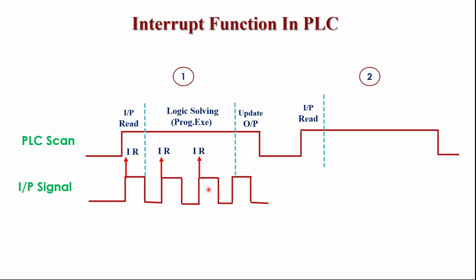Then again, when the CPU sees the next pulse of the input signal with an interrupt request signal, the CPU again processes this input signal. It means it reads this input signal, executes it, and the output is stored in the output section. After that, when all the input pulses are read by the PLC, the PLC goes back to its previous work or resumes its previous operation. So in this way we perform the interrupt function in PLC. So this is called the interrupt function of PLC.